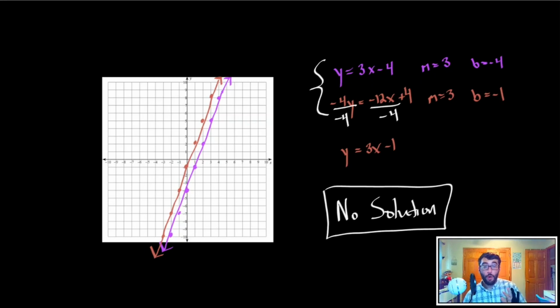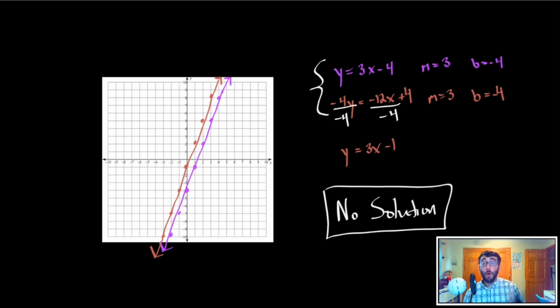Now, another special case is let's say that they were actually the same line. Let's say that both of them had a y-intercept of -4, which means you'd be plotting the same line on top of one another, okay? That's another special case, and what that would be is infinitely many solutions, because every single point on those lines are overlapping and intersecting with one another, which means it's an infinite number of points, so an infinite number of solutions, so infinitely many solutions.